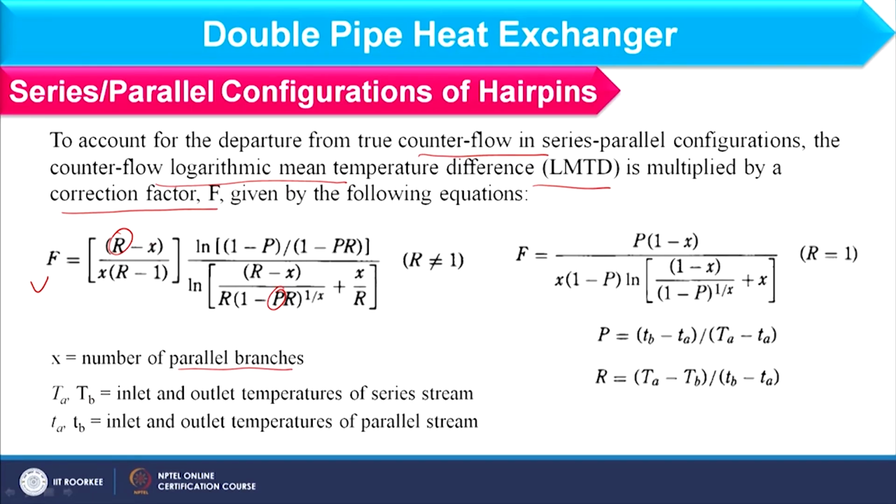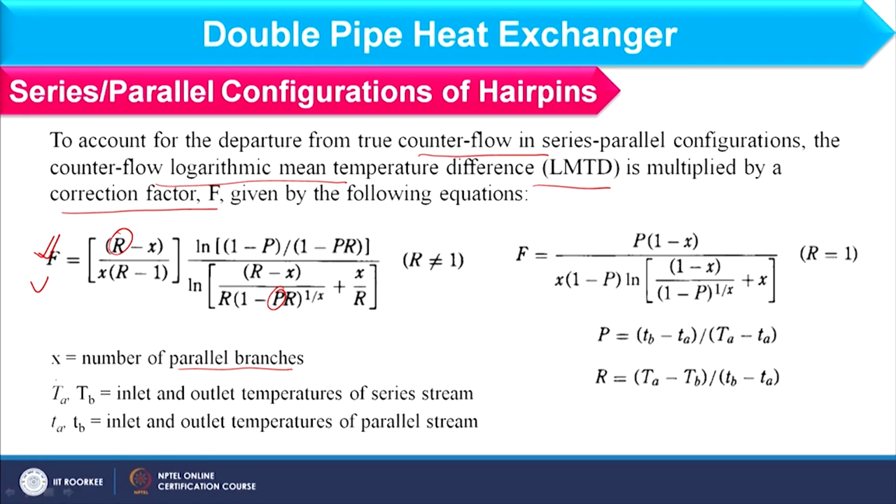So, whatever the branches would be, like in the previous diagram we have seen two parallel branches. So, x will be 2 in that case. So, we can simply count the parallel branches, that is the x value, and then we can calculate the f value.